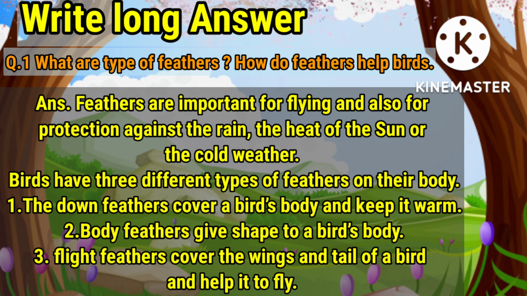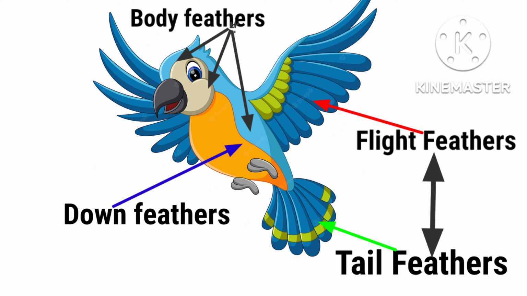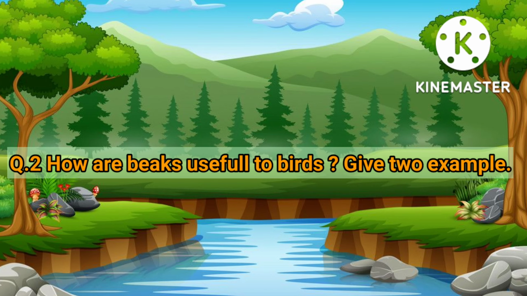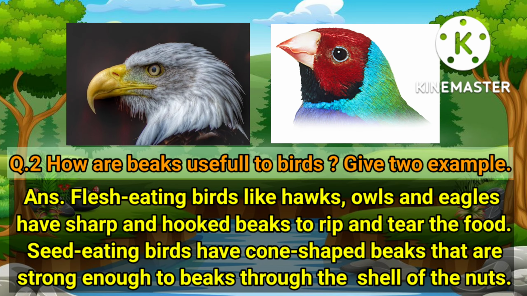Okay? Now look at this picture. It is a picture of a bird. In this are shown body feathers, flight feathers, tail feathers and down feathers. Okay? How many types of feathers? Body, down and flight. And tail feathers also help to fly. Understand?